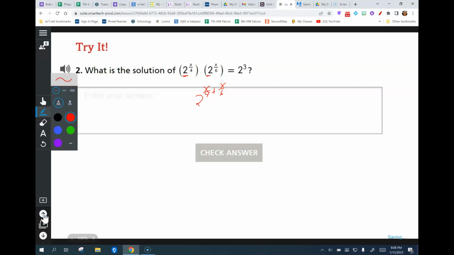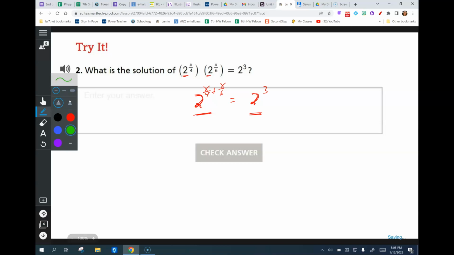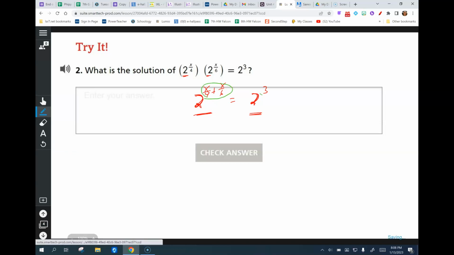So what this is saying is that the left side has to be equal to the right side, yes? So x over 4 plus x over 6. Look at that. And notice my bases are both 2. Both 2. So if these two things are equivalent, if this side is equal to that side, then that tells us that this right here has to be equal to this right here.